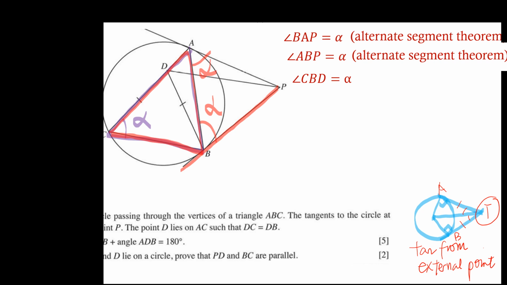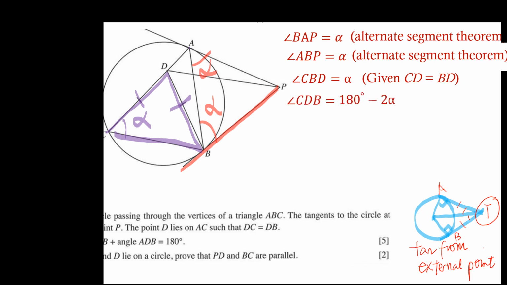Alright, so angle CBD will be equal to alpha. Why? Because you're given this triangle to be isosceles, right? See the two lines here? Given CD equals BD, your CDB is an isosceles triangle. So angle CBD is also alpha, and CDB you can find will be 180 minus 2 alpha, because this one will also be alpha.